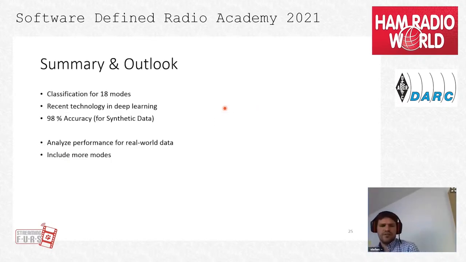Okay, I've shown how this classification system can be built for 18 different modes. With recent technology we have in deep learning, and for synthetic data, it was possible to achieve a very high accuracy. So this is a very promising result. Nevertheless, the data was synthetic, and it will be a task of the future to analyze the performance of this classification system for real-world data. And what is also interesting is to include more modes. Now I have considered 18 modes, but in reality, on the shortwave bands, it is believed that there are hundreds of different modes.